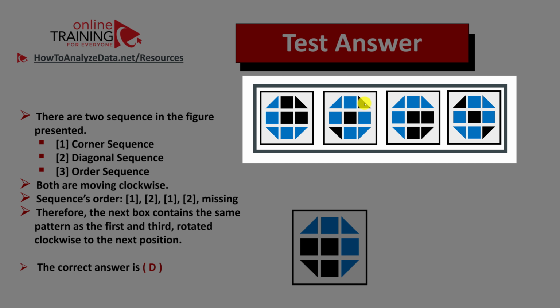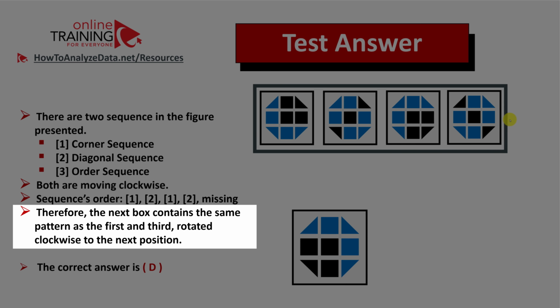It moves from the top right corner to the bottom left corner. And in the box 4, it goes from the upper left corner into the bottom right corner. So once you know both sequences, you can calculate the missing item number 5. And the logic here is that the next box will contain the same pattern as the first and the third, rotated clockwise to the next position.